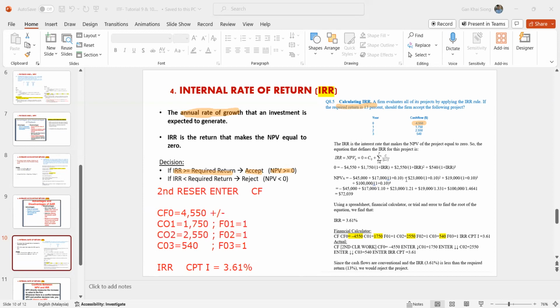Now, how much are we expecting in this scenario? 13%. But how much are you generating here? 3.61%. Should we proceed? We should not, so we should reject the project. You see, among these four rules that we learned, payback is not so good, AAR is not so good, NPV okay. What about IRR? Why is this rule not the best rule for us to use?